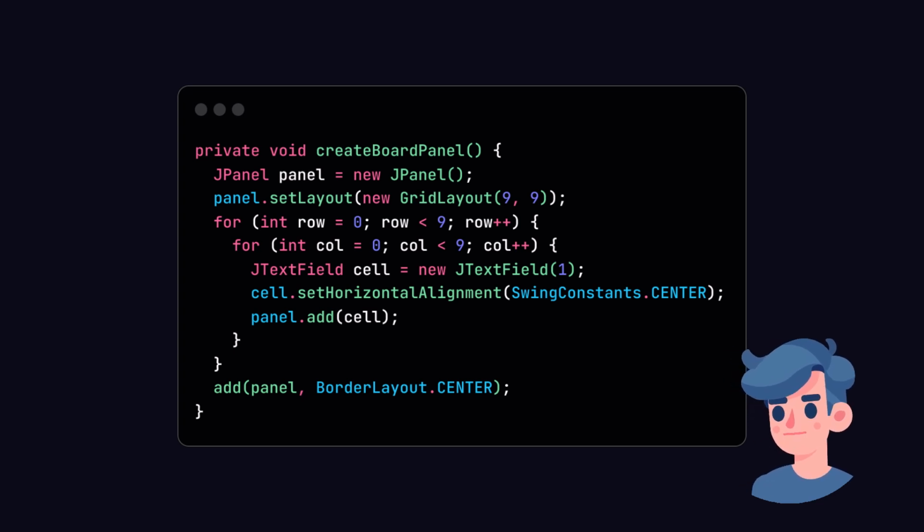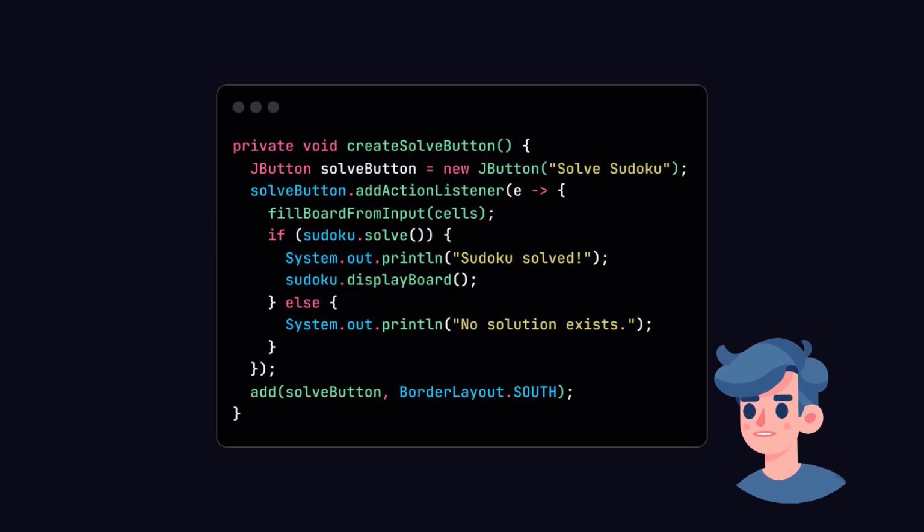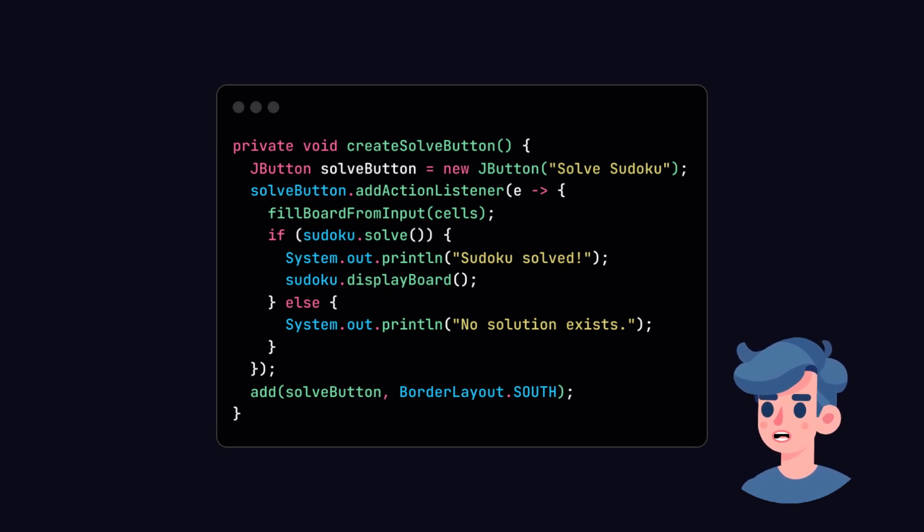For simplicity, we will create a method to set up the grid of text fields. This code constructs a 9x9 grid of text fields, allowing users to input their Sudoku numbers. Now, we will implement a method that retrieves the values from this grid and fills our Sudoku board accordingly. Next, we need a button for users to solve the Sudoku puzzle. We can add a JButton and set up an action listener that will call the solve method when pressed.